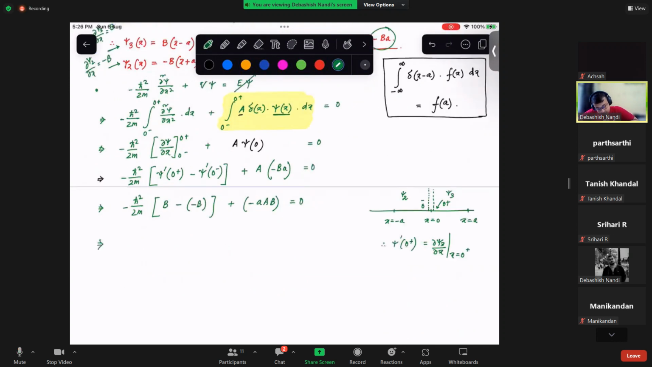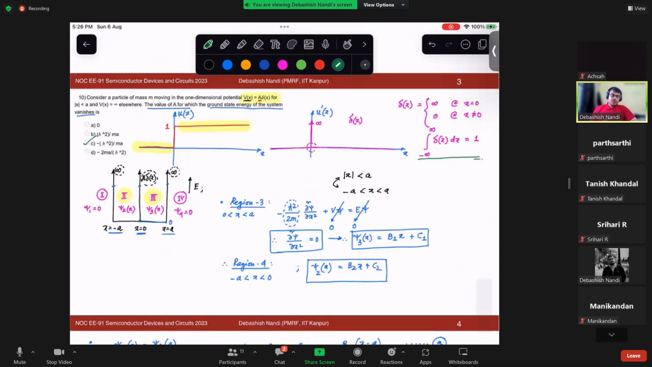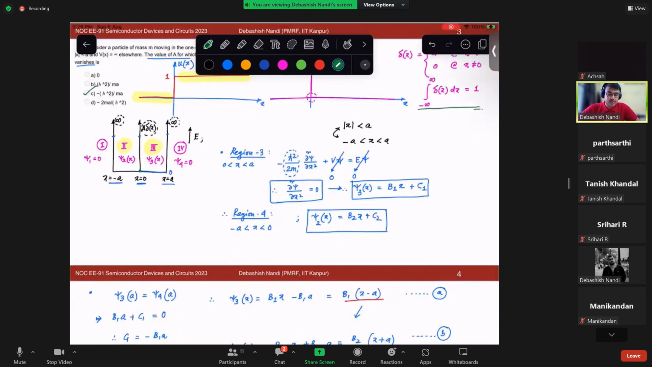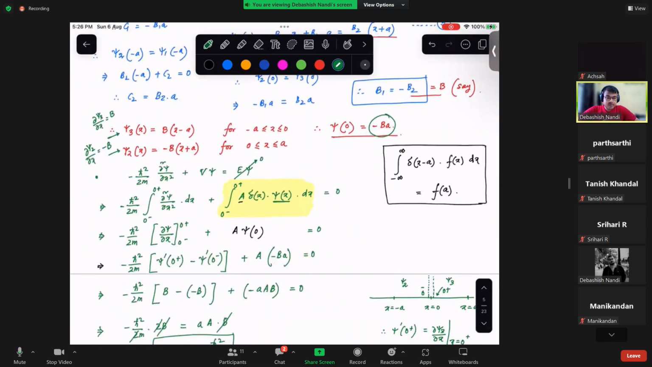So what do we have? We have that minus h bar square by 2m into 2b is equal to a into b. This gets cancelled, this gets cancelled. So what is my a? A is nothing but h bar square by m into a. Okay. So is there any option? Yeah, C is your right option. Please tell me if any one of you didn't understand this solution, or any part you want me to repeat.